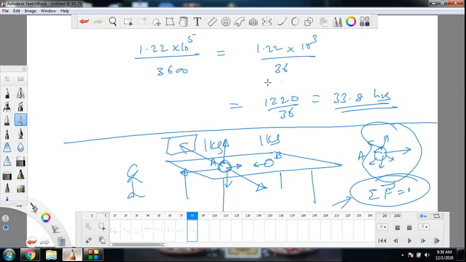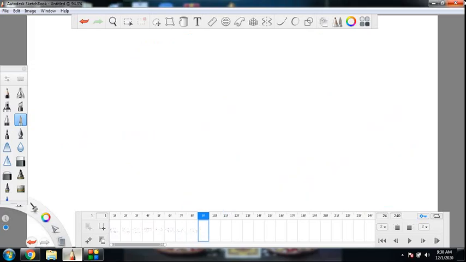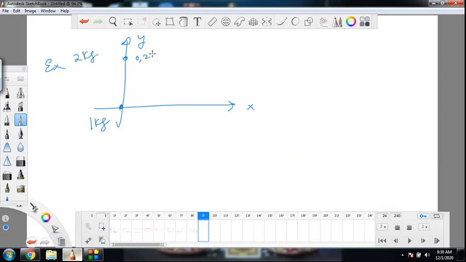Now let us go to our next example. Suppose there are 3 particles. So the next example is like this. I take my x and y axis. Suppose there is 1 kg mass kept at origin, there is 2 kg mass kept at 0, 2, and there is a 4 kg mass kept at, let us say, 2, 0.